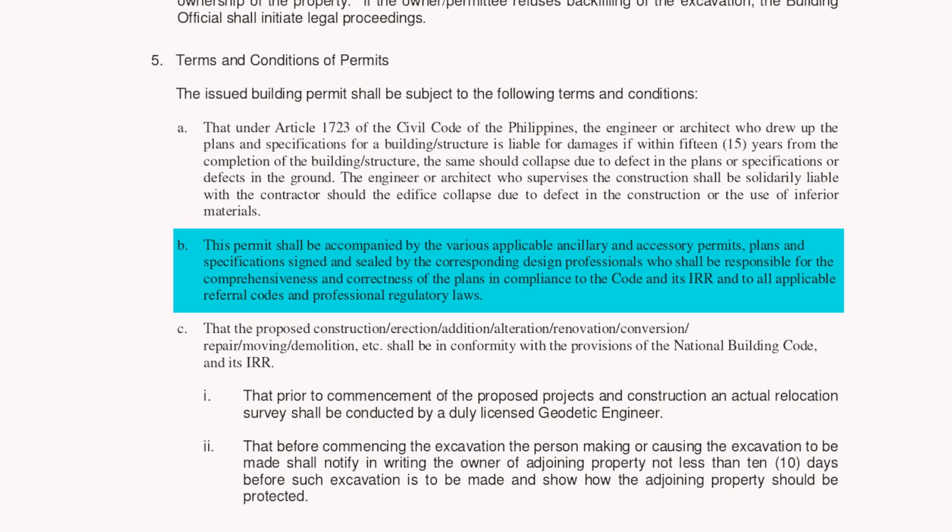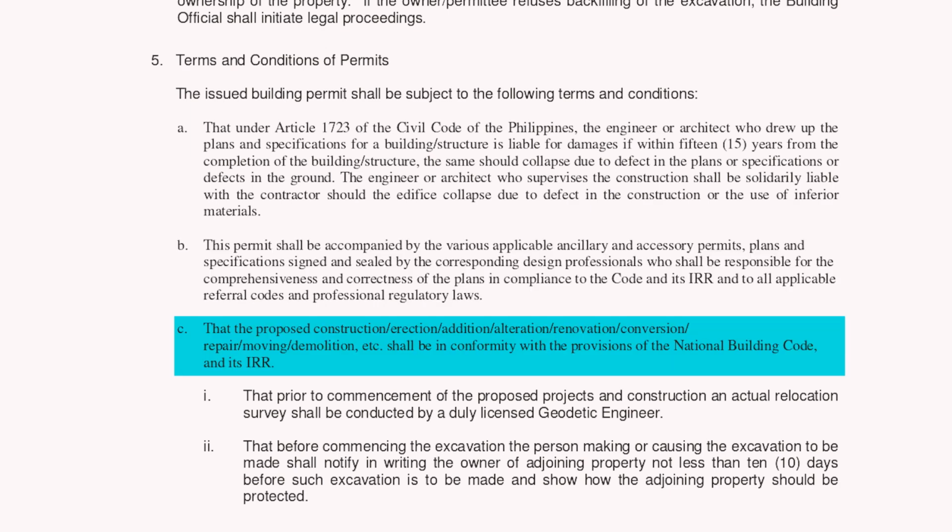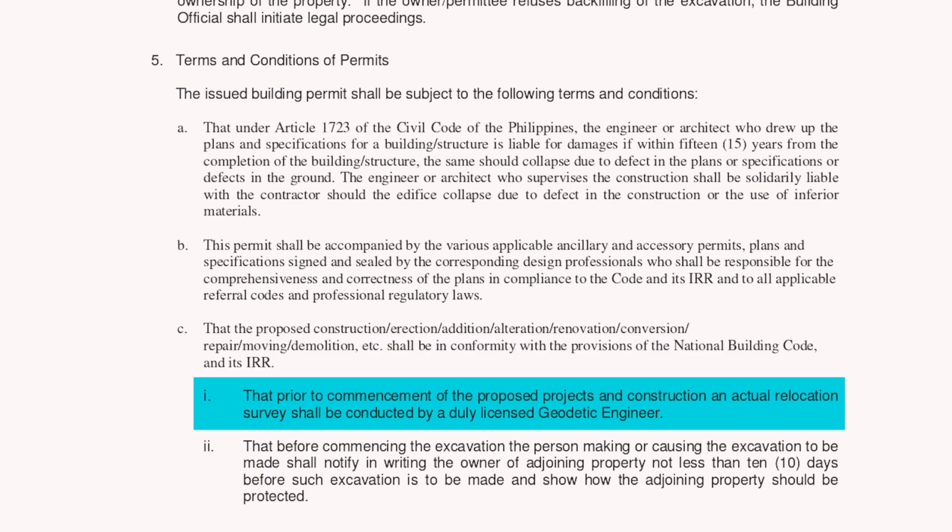Next, requirement muna, terms and conditions. The building permit must be accompanied by the required ancillary permit. Sinabi na natin yan paulit-ulit. And accessory permits as needed. Okay? Next condition, the project must conform with the building code. Obvious. Next, a relocation survey must be performed by the owner prior to the commencement of the construction. Dapat magpa-relocation survey siya. Okay, required yan.